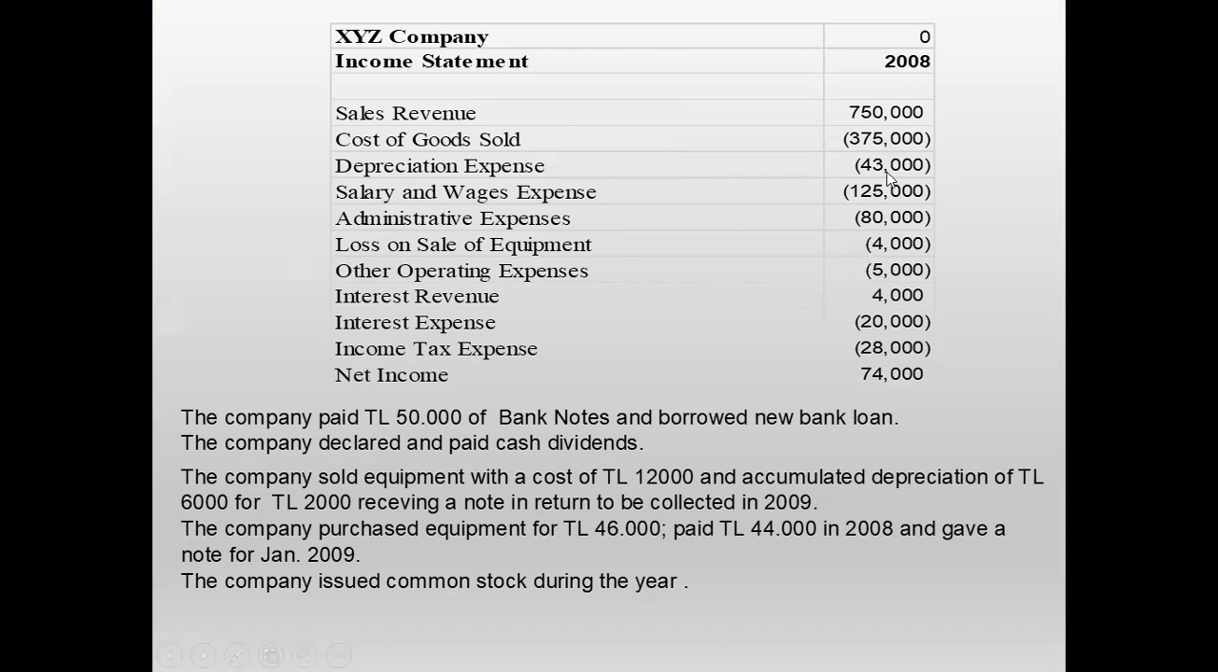The depreciation is a non-cash item, 43, and I will add it to the net income, which is 74,000, in addition to the 4,000, which is the loss on sales of equipment. Here the company pays notes, and the company sells equipment with a cost of 12K, and we also receive a note, and we purchase equipment. These are all the items that have been clarified.